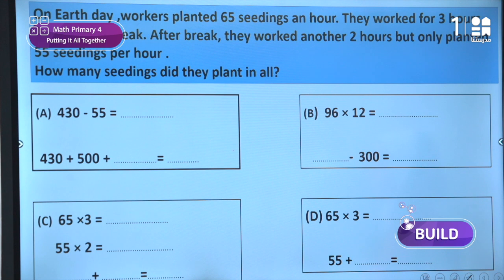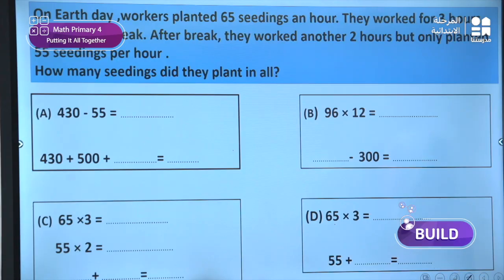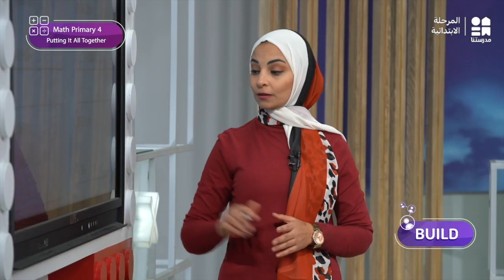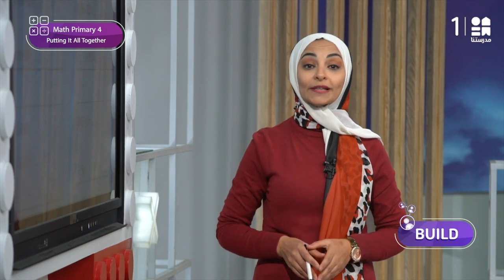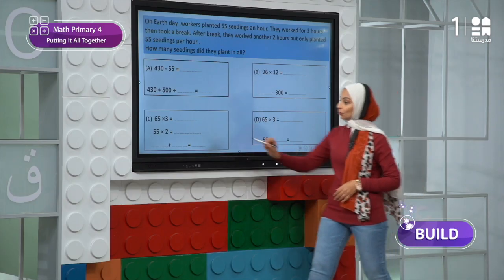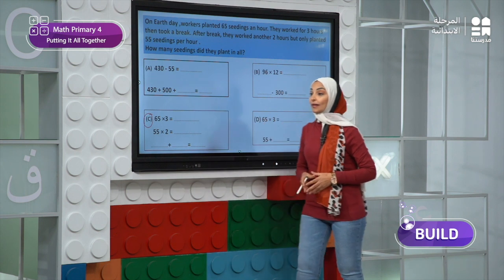Now in C, I'll find all the numbers that are in the question as well as the solution steps. So for answer D, it has the same numbers. If we look at this one, we'll find it has the same numbers, but the steps are not suitable. It has 2 steps only, and I said the answer must be through 3 steps. So what is the correct answer? Of course, the correct answer is C. So C is the correct answer.